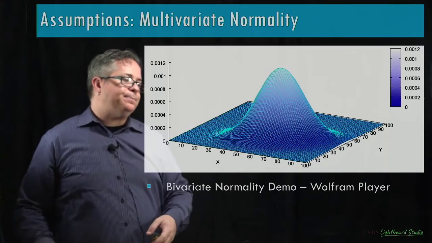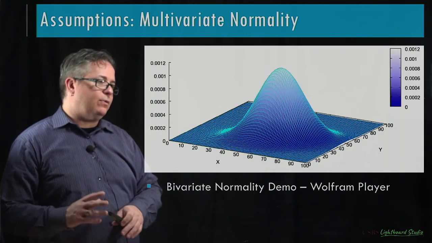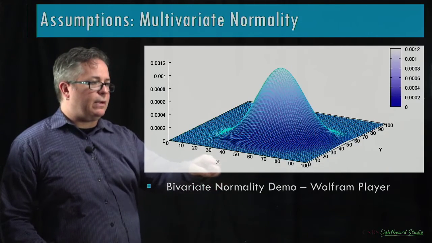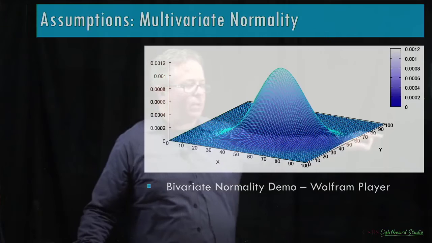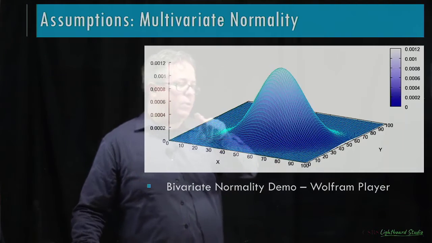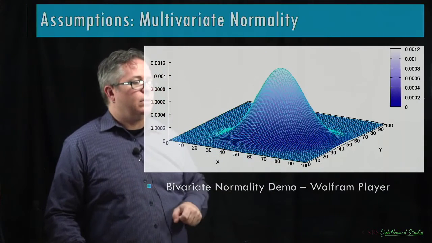Anyway, this is what a bivariate normal distribution looks like in a two-dimensional picture. You can see there's an x on this side, and y going that way. Combined, this is basically a normal distribution going along the y and another one going along the x, and together they make this cone shape that you see here.